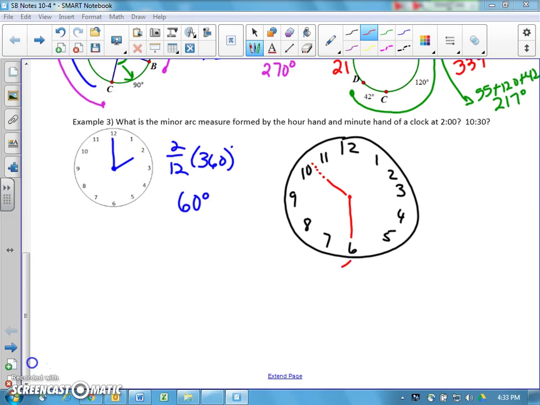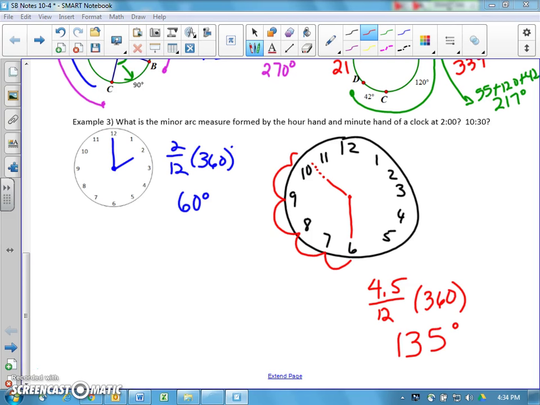So this is going to cover 1, 2, 3, 4 and a half twelfths of our circle. So if I look at this as 4 1/2 twelfths of 360 degrees, I can take care of this arithmetic and find that this is 135 degrees.